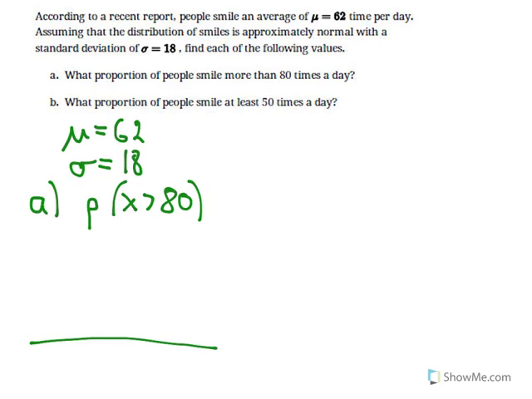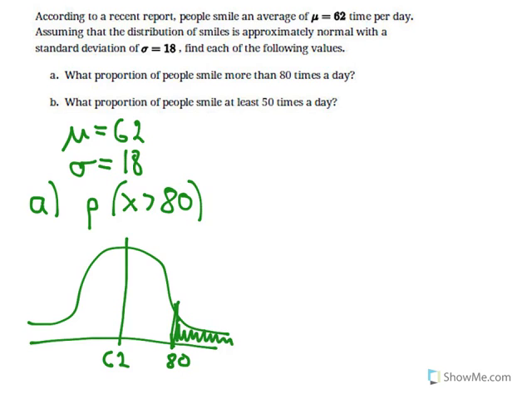So if we do the rough draft again of the proportion that we're looking for, we know that the mean is given with 62, and we know that 80 has to be on this side somewhere because it's larger than 62, right? So the proportion of people that smile more than 80 times a day has to be this proportion right here, because that's more than 80 times a day. So now we can solve for the z-score in order to find the proportion.